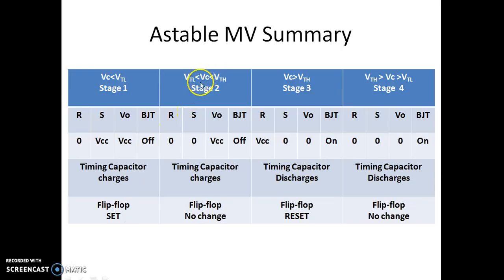Once the capacitor voltage goes in between VTL and VTH, the flip-flop goes to the no change state, that is both R and S become 0, 0. The output actually remains in the previous state of VCC. This was VCC, now you can see it has remained at VCC. As long as the output is VCC, the BJT is off, which will make the capacitor keep charging towards VCC. On its way towards VCC, whenever it crosses VTH, it resets the flip-flop.